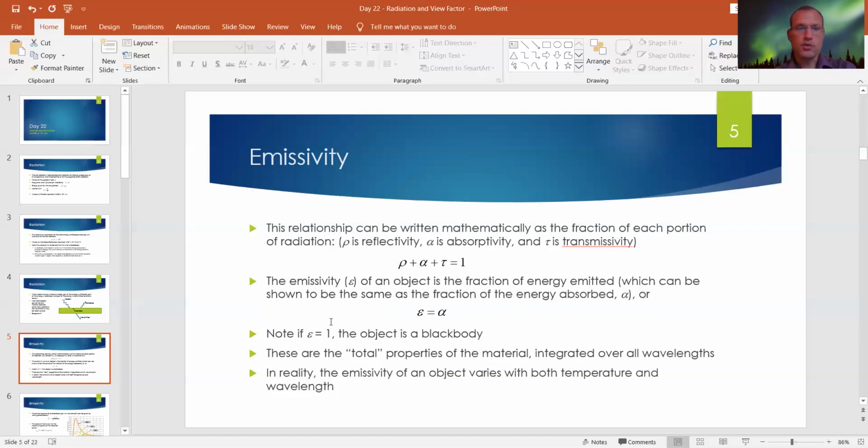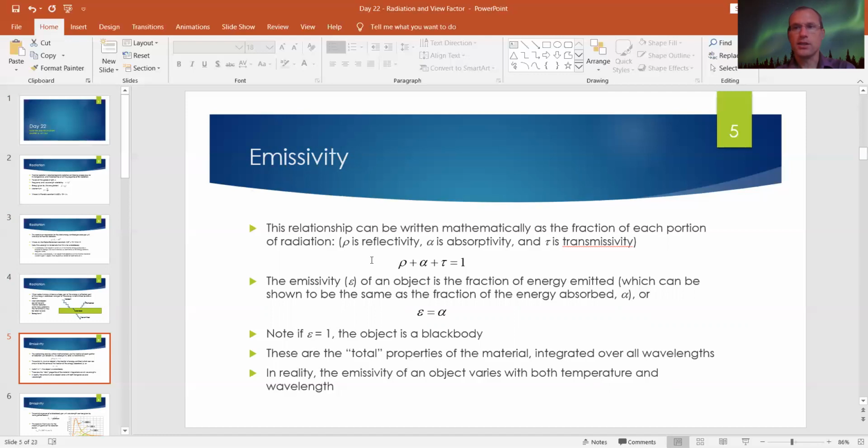Again, if I'm absorbing or emitting all my energy, epsilon or alpha equals 1. That means it's a black body, so that's another definition of a black body, if either alpha or epsilon equals 1. Now generally, again, we assign some numbers to these values, rho, alpha, tau, and epsilon. Those numbers are usually something like 0.7 or 0.8, 0.3, whatever it is.